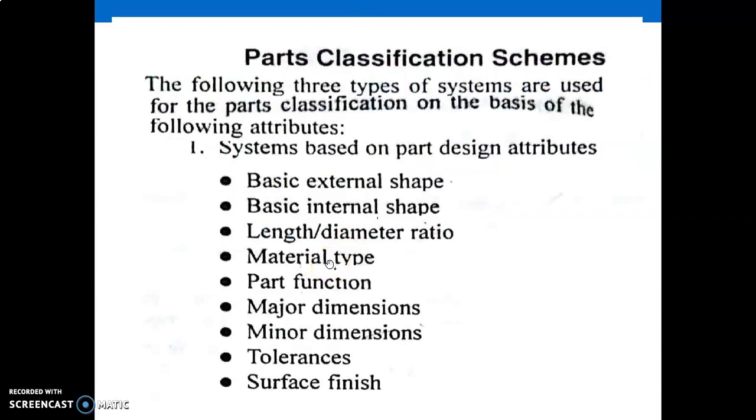First is the part classification scheme. The following three types of systems are used for part classification on the basis of the following attributes. First, the system based on design attributes: basic external shape, internal shape, length-diameter ratio, material type, part function, major dimension, minor dimension, tolerances, surface finish. So you can see these are the basic dimensions and attributes that we can use to identify the part and to create the part family.